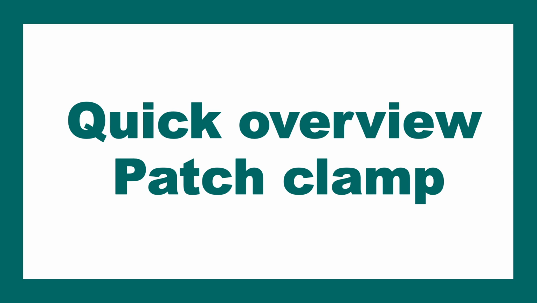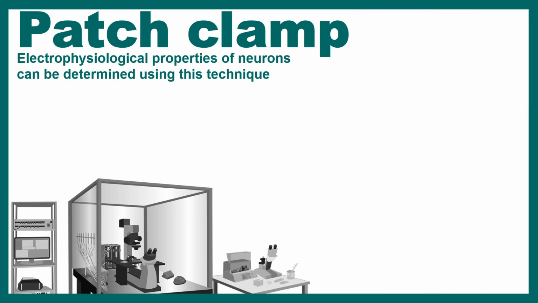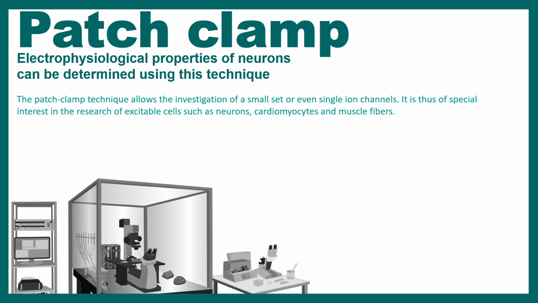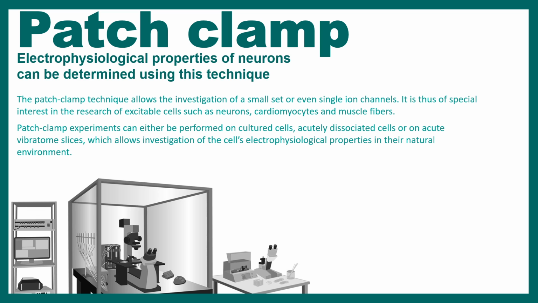So let's quickly review the patch clamp technique. The patch clamp technique allows the investigation of a small set of ion channels, even sometimes single ion channels, and researchers can try to understand the kinetics of ion flow through this channel. Overall, it can give us an idea about the excitable properties of a cell, not only neurons but any other cells such as cardiomyocytes, muscle fibers, etc. Now, patch clamp experiments are performed on cultured cells, tissues, tissue slices, and dissociated cell cultures as well.